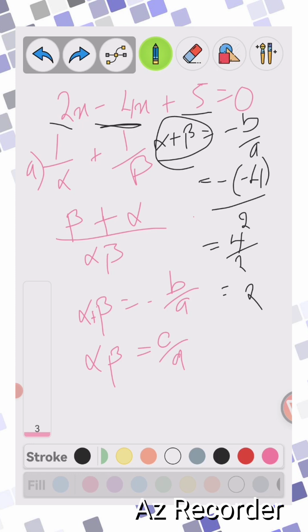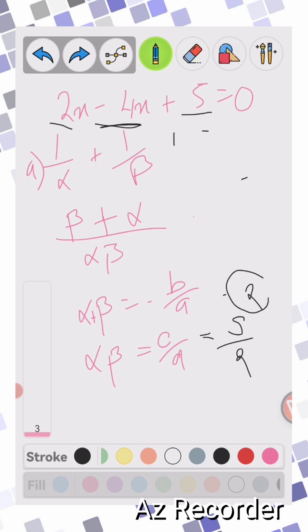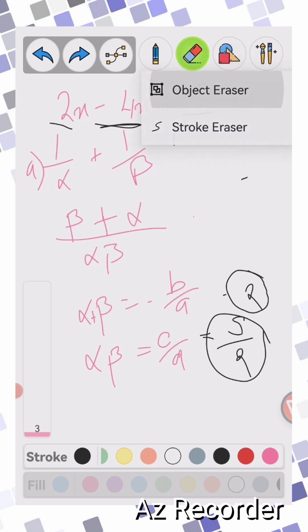And then what else do I need to find? The product of my roots. How do I find my product? This is c over a. What is my c? My c is 5. My a is 2. So that's what I'm going to replace down here. So this here was my sum, and this here down here is my product. Let me not forget that.